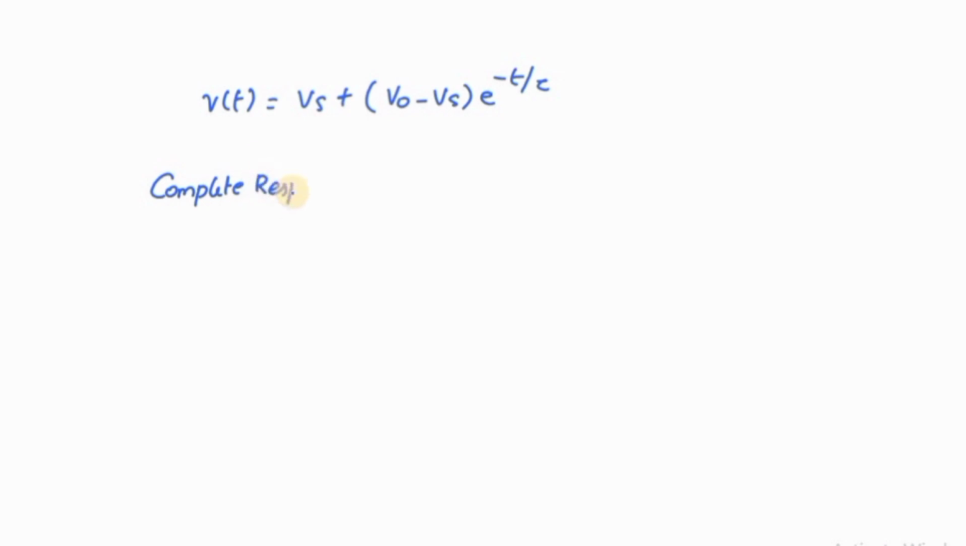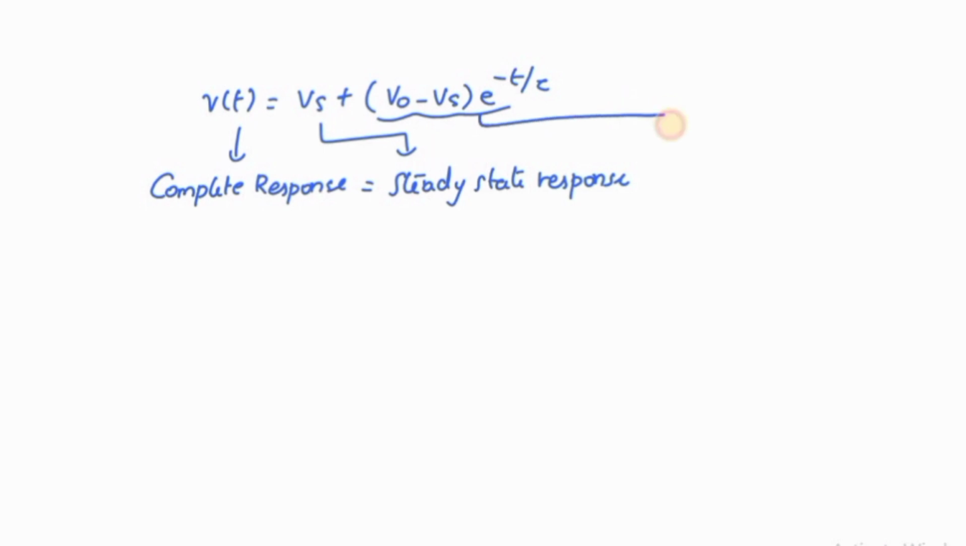So V of t is nothing but the complete response. Okay, so Vs is nothing but the steady state response, and V naught minus Vs into e power minus t divided by tau is nothing but the transient response.